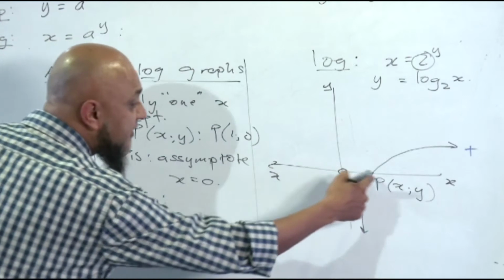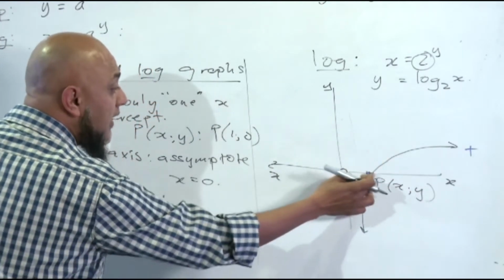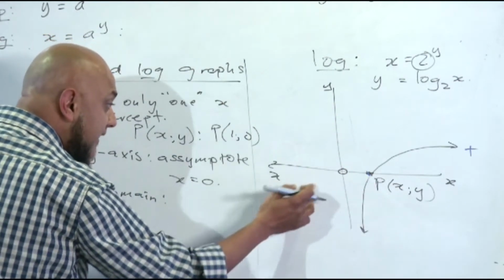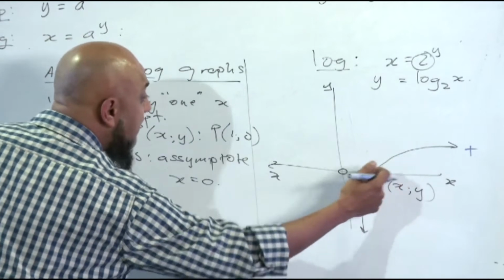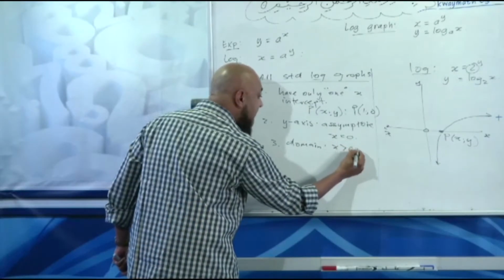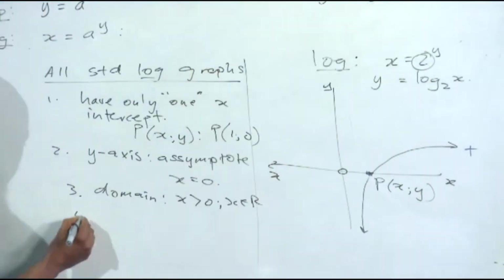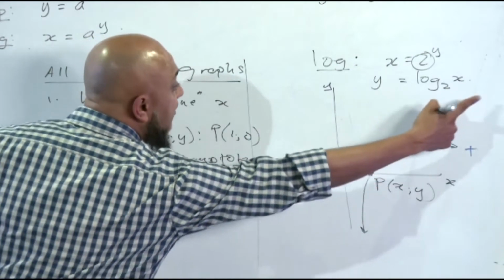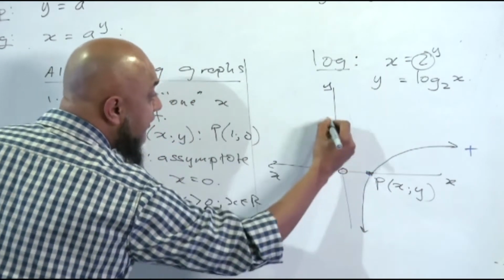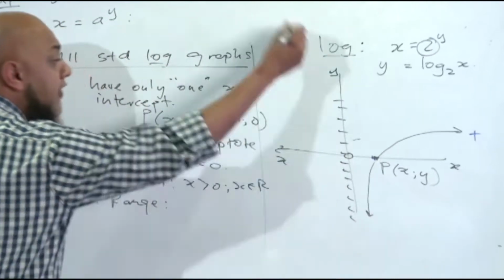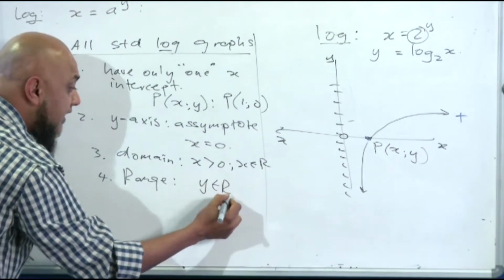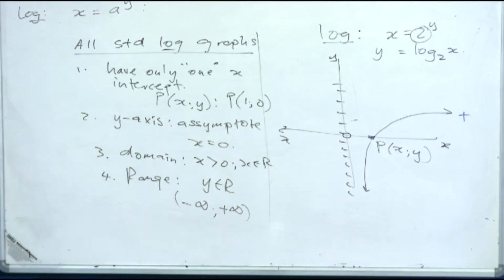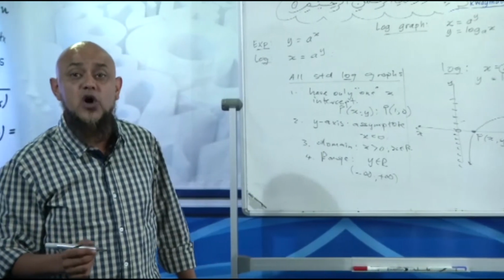We now have the domain of this graph. What is the domain? Which x values will give you corresponding y values? Will this graph ever touch the y-axis? No. Will it ever go to the negative x side? No, it will only be on the positive side. So we'll say x greater than 0, x is an element of real numbers. What is the range of that graph? Any y, because this goes on to positive infinity and this goes on to negative infinity. So we say y is an element of real numbers, or from negative infinity to positive infinity. And that is your standard questions that can be asked on your log function.